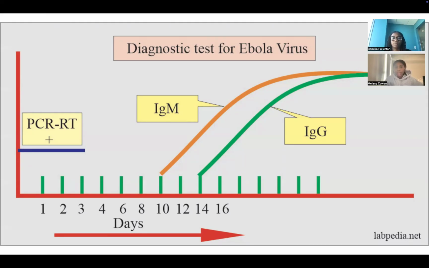Then we can see the green line, which is the IgG, and this will appear later on, around days 10 to 12, and remain in the body for much longer. It shows long-term immunity and or past infections. So that chart shows a timeline of how they are tested for various stages of the infection and to keep track of the Ebola virus infection. Next slide.